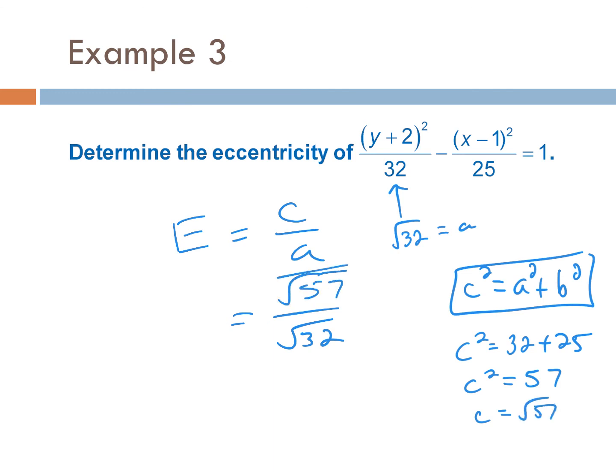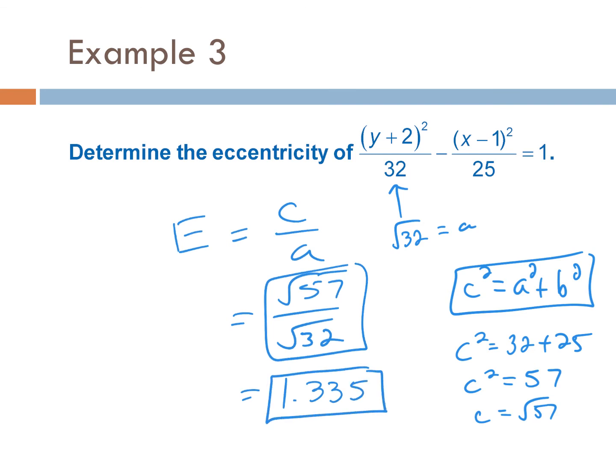On your calculator, if you take the square root of 57 divided by the square root of 32, you should get a number bigger than 1. Square root of 57, press enter, and then divide that by the square root of 32, and press enter. You should get an answer of 1.335 if I did 3 decimal places here. So that would be the eccentricity value for this hyperbola.